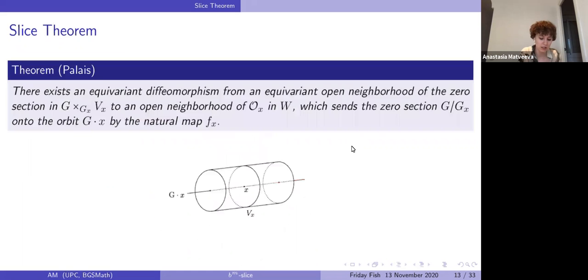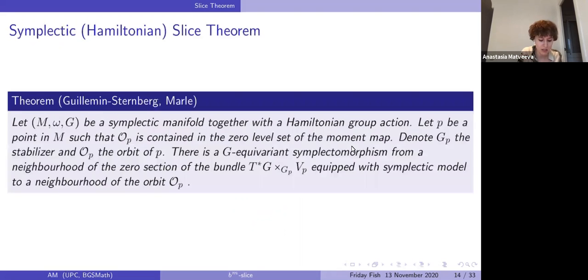So the first Slice theorem that we are interested in was stated by Palais, and it says that there exists an equivariant diffeomorphism from an equivariant open neighborhood of the zero section to a neighborhood of the orbit on the manifold that sends the zero section onto the orbit of X by the orbit map. So that's the first version of the Slice theorem, but the one that we are more interested in is the symplectic or Hamiltonian Slice theorem, stated by Guillemin and Sternberg. Most importantly, we are interested in it because it's the first step in modern Marsden-Weinstein reduction.